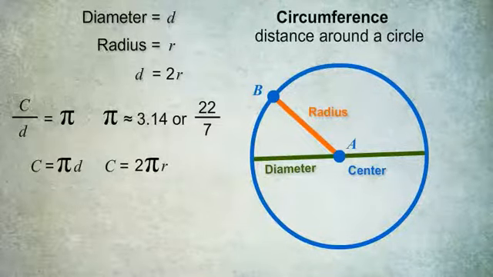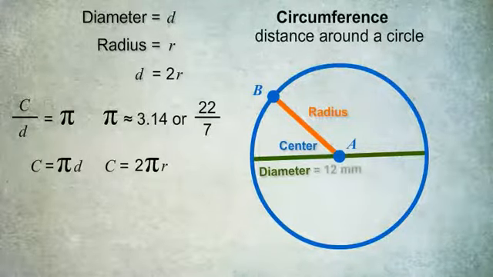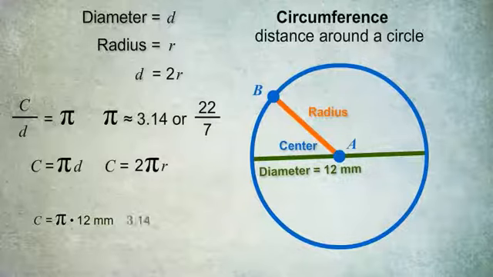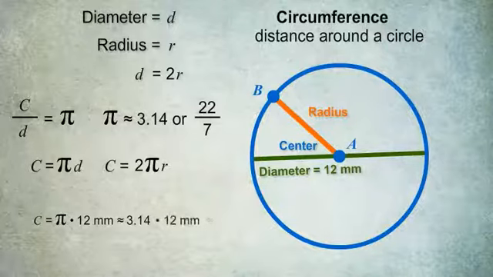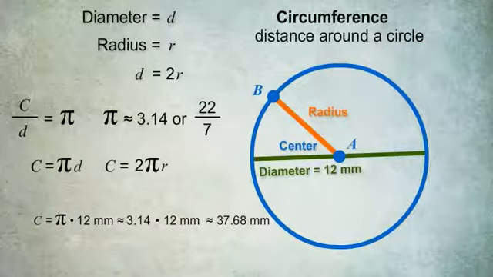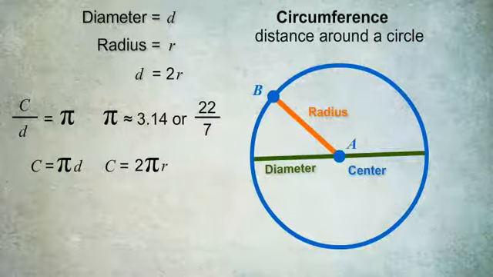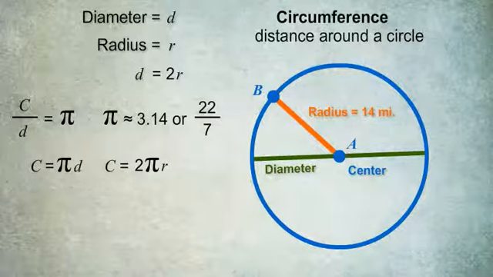Let's try a couple. What's the circumference of a circle with a diameter of 12 millimeters? Circumference, c, equals pi times the diameter, which is 12 millimeters. Use 3.14 to approximate pi, then multiply, and you get approximately 37.68 millimeters.